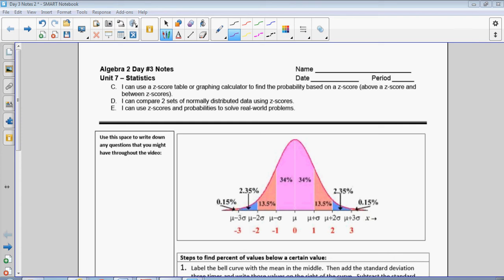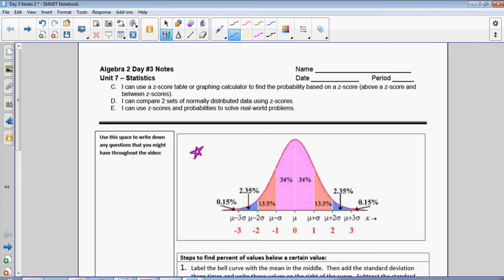Hello, Algebra 2. This is Unit 7, Day 3. In our first day of this unit, we studied the empirical rule, which is right here, and we found probabilities based on the empirical rule. And on the second day of the unit, we started studying z-scores and finding probabilities based on z-scores. So today, we're going to expand on that.